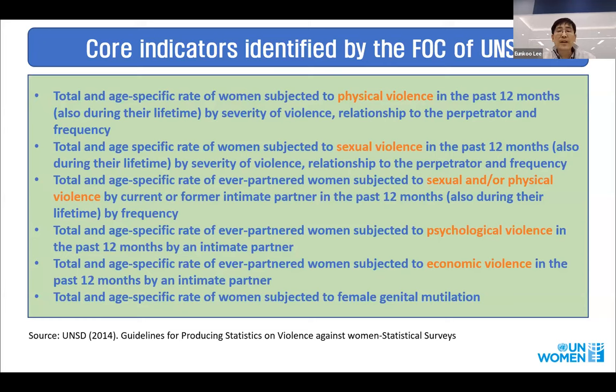They are basically divided into physical, sexual, psychological and economic, the four core topics, right? The last indicator is related to female genital mutilation. Although this is not one of the core indicators identified by the Friends of the Chair, nevertheless it's a very important indicator that needs to be measured. It overlaps: it is physical, sexual, and also psychological violence that exists in a very extreme form, but it's not a widespread phenomenon in many countries, so that's why it's an optional core topic.